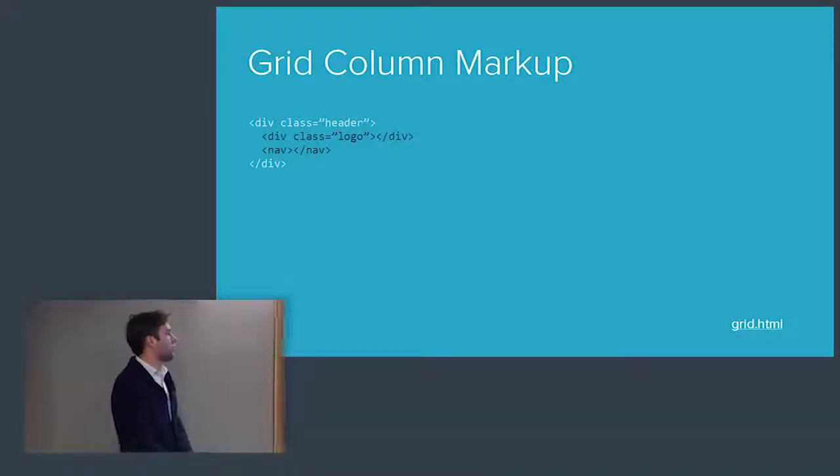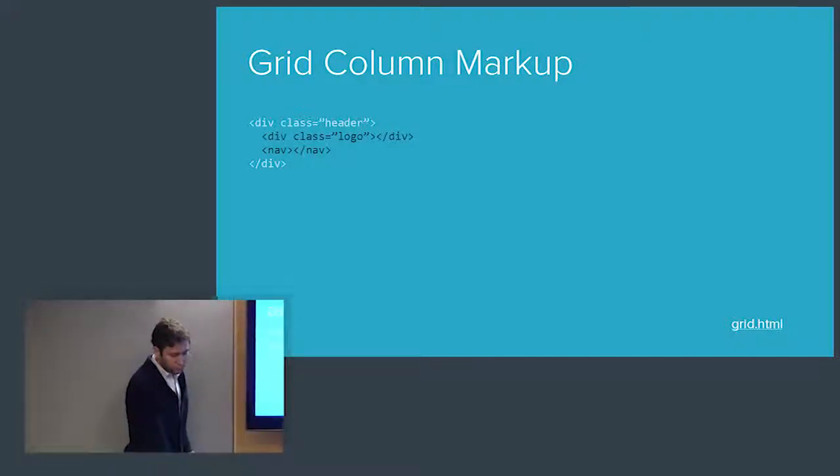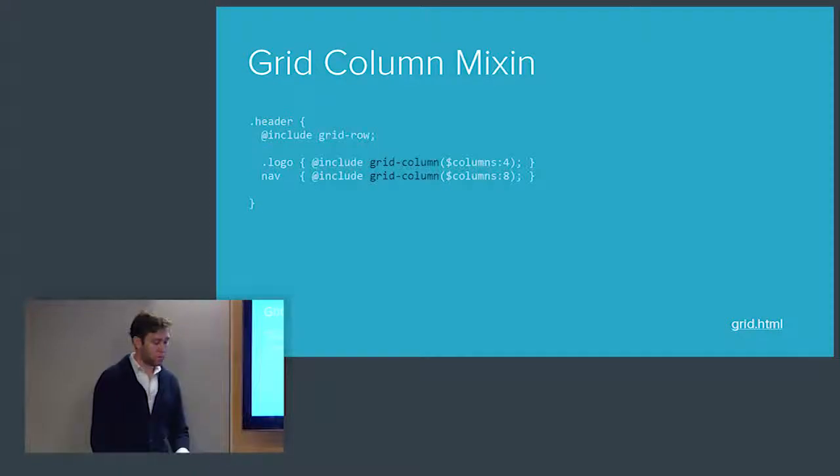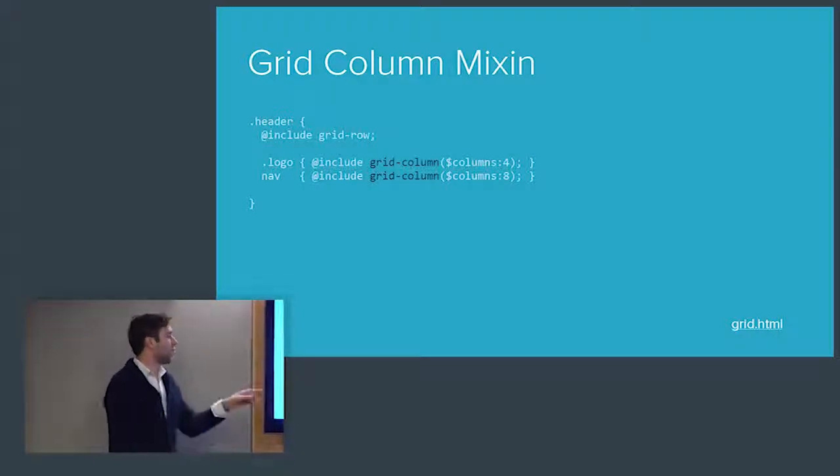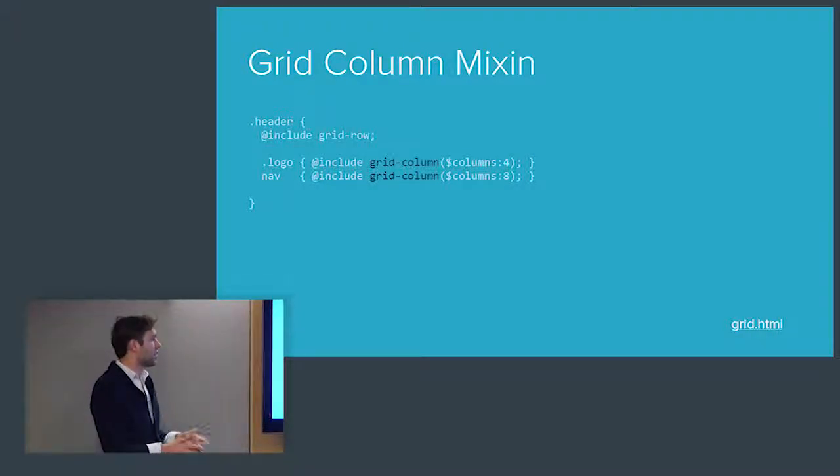Now to put columns in here, inside of the header we might have a logo and a nav. Super clean markup. Let's look at how to make these into columns. Inside of the header, we're selecting the logo and the nav, and we're passing the grid column mixin to each of these elements. And we need to define how many columns each element takes up. So we have an argument called columns, and we pass a value to each of these. Since our amount of columns is 12, we need to make sure that our columns add up to 12, or at least don't exceed 12.